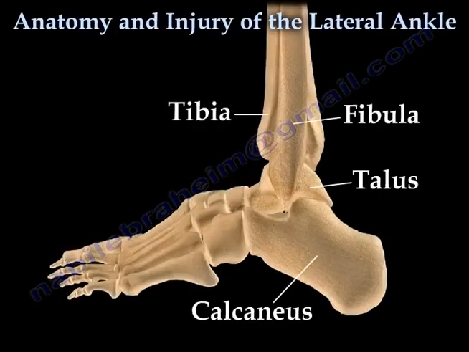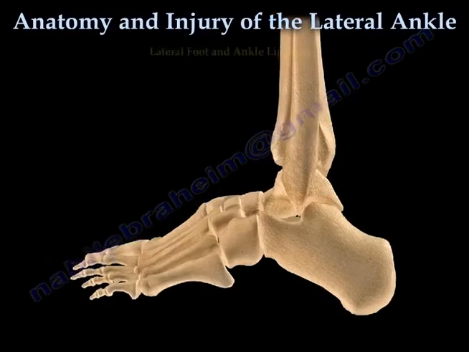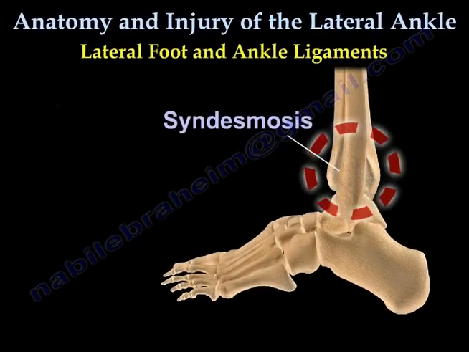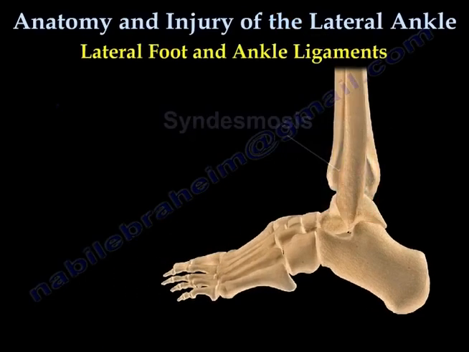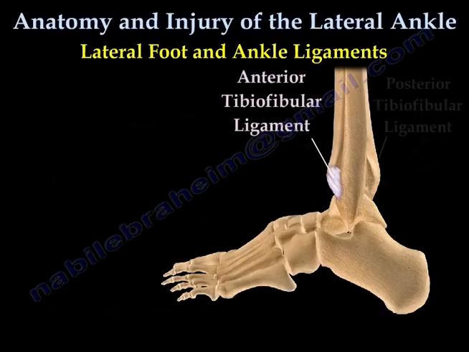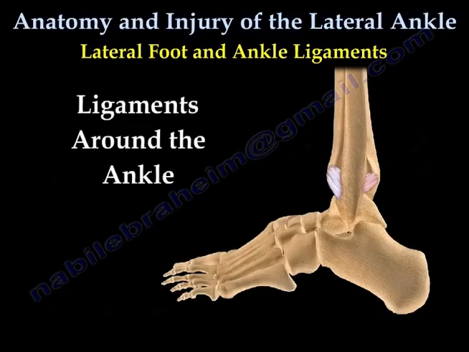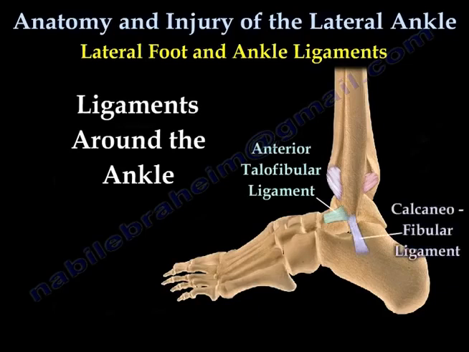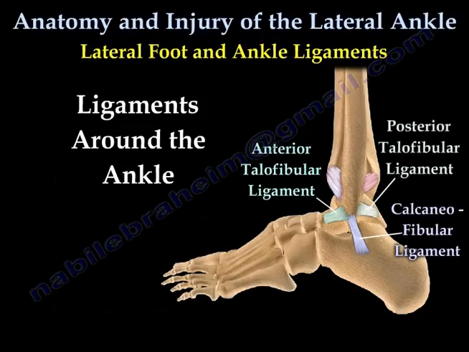The bony structures of the ankle consist of the tibia, fibula, the talus, and the calcaneus. Ligaments of the ankle include the syndesmosis, the anterior tibiofibular ligament, and the posterior tibiofibular ligament. Ligaments around the ankle include the anterior talofibular ligament, the calcaneofibular ligament, and the posterior talofibular ligament.